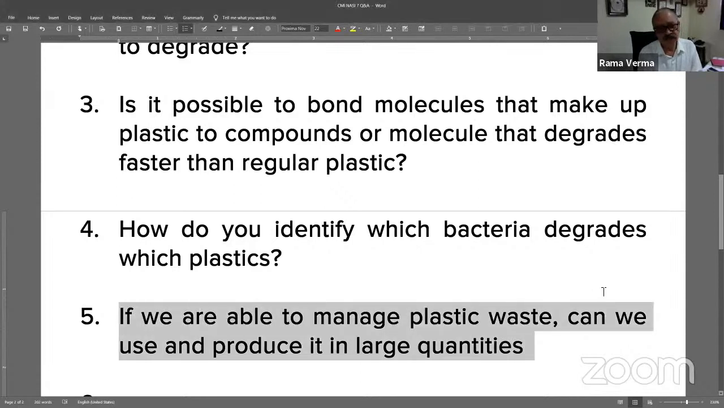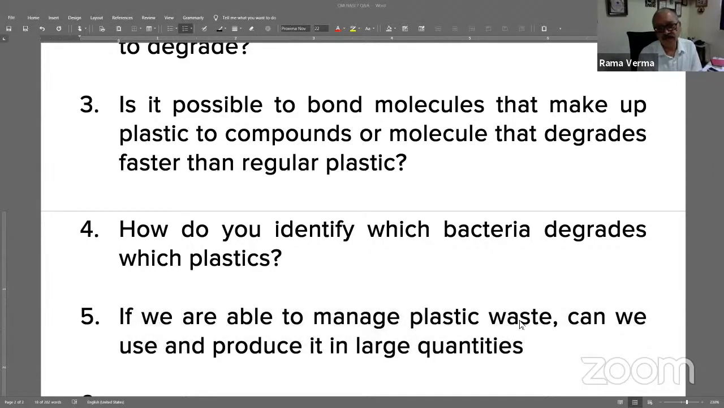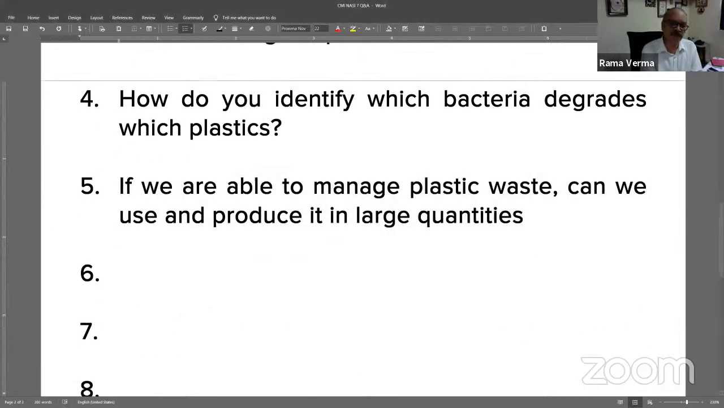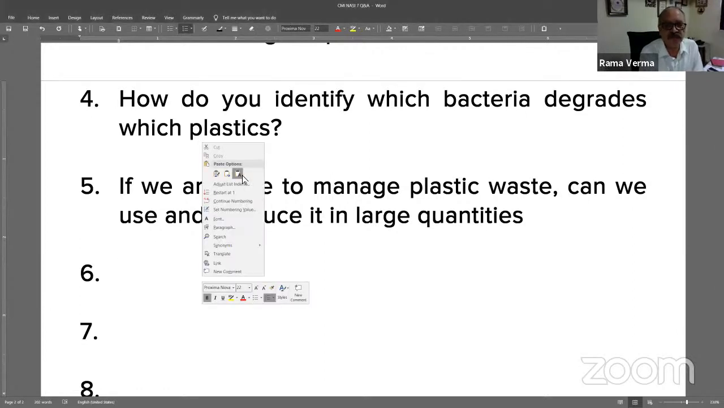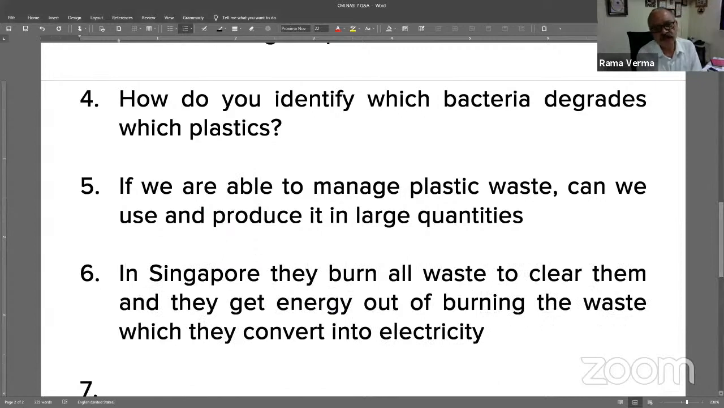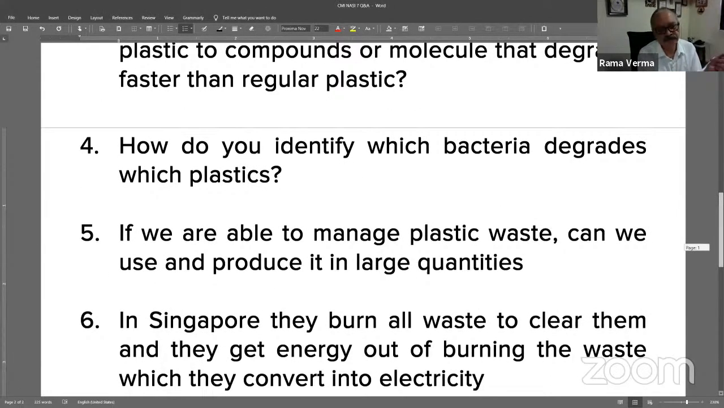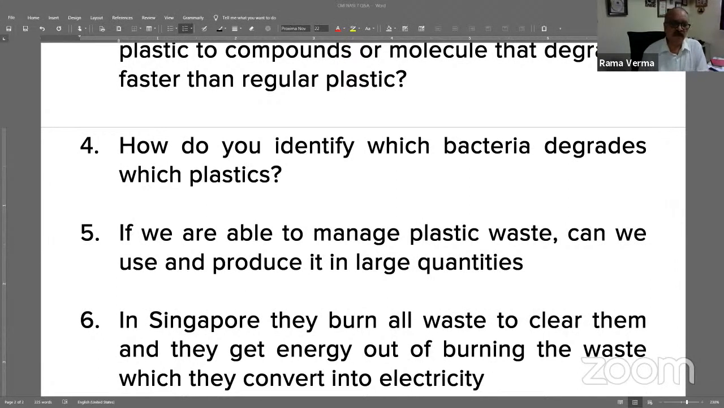If you are able to manage the plastic waste, can we use the product in large quantities? See, we cannot manage the plastic waste. As long as the plastic waste is managed, how? That's the problem, because plastic waste comes in different varieties. Some are very hard, some are very thin, some are single-use. Just like a car after 10 years, the car material comes to approximately 50 kg, and that is made of very, very hard plastics. It will take a lot of time to degrade. So definitely we can use it in large quantity if you're able to manage the plastic. Yes, definitely, you can do that.